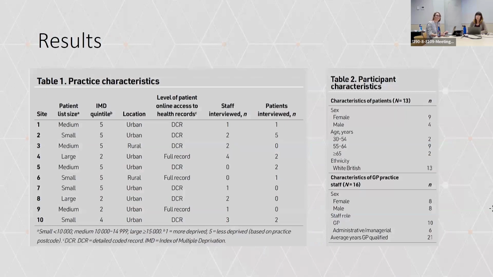So in the results, these are the practices. They range from small to large, mostly urban. There's a couple rural ones. And then you can see that they interviewed a few staff of them. Not all of them got patient and staff though. And then those are the patient characteristics on the right side. I didn't realize it was mostly female patients. Not that that matters, but it was evenly split on male and female GPs at least.